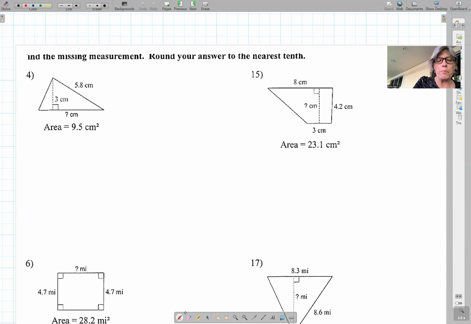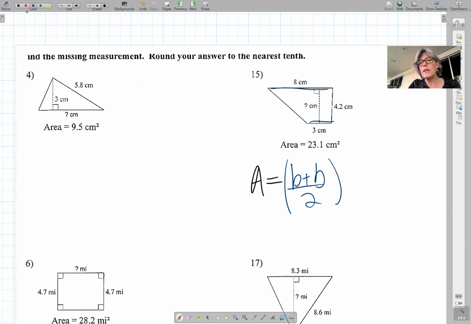For example, here you have a trapezoid. We want to find the area of a trapezoid. And area is going to equal base plus base over 2 times the height. And you take a look at what's happening here. You want to get really close.